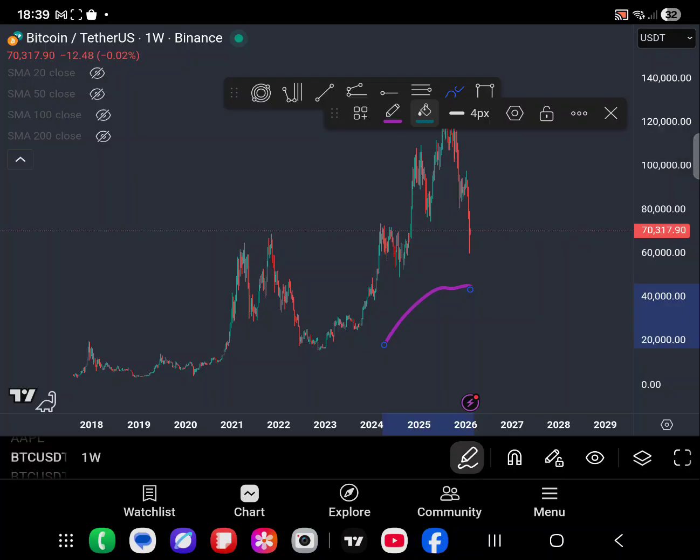So, is there really anything more I want to say than that? I mean, I don't know, actually. Yeah, I mean, this is what's happening at the moment with Bitcoin.